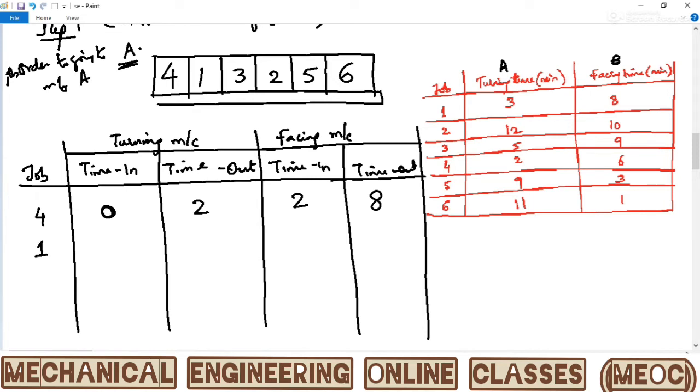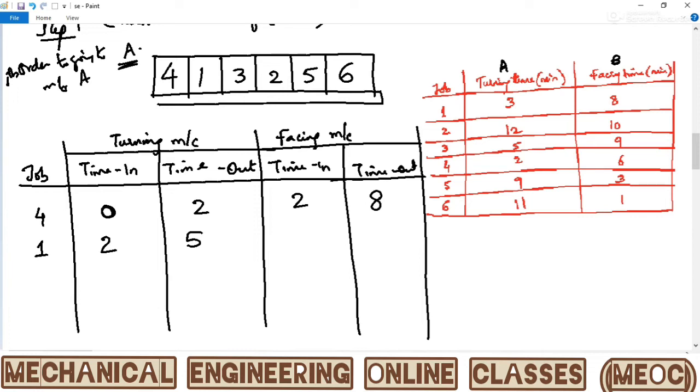When is this turning machine becoming free? After 2 minutes. The 4th job has taken 2 minutes on the turning machine. So immediately after those 2 minutes, our turning machine is now idle. So our job 1 will start its work from the second minute itself. Alright, so from the second minute, job 1 needs 3 minutes on turning. So if it has started at 2 minutes, it will end at 5 minutes. 5 minus 2 is 3, right?